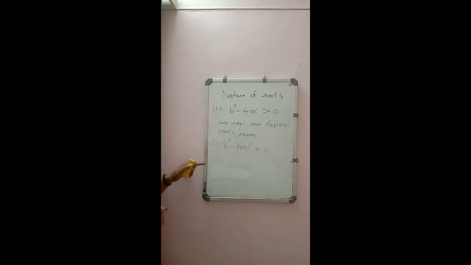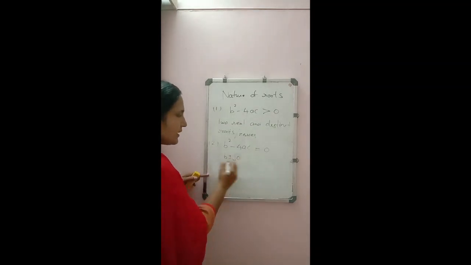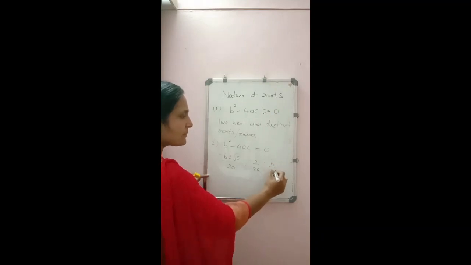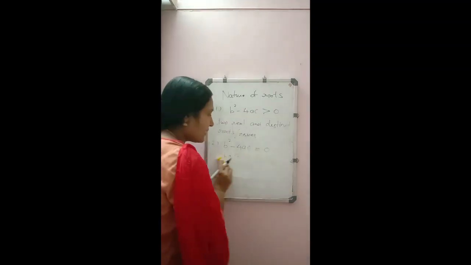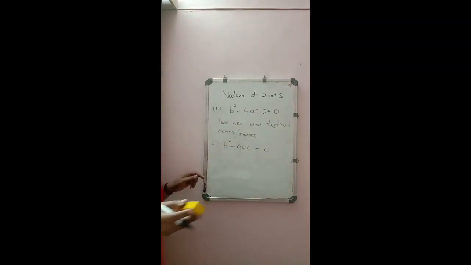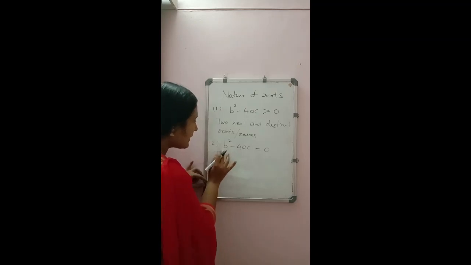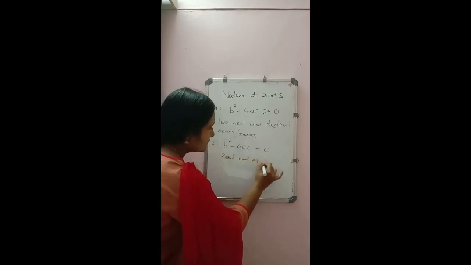If it comes equal to 0, then our expression reduces to minus b plus or minus square root of 0 by 2a. Then we will get the value minus b by 2a. So our two roots will be the same, minus b by 2a. This condition occurs only in the case of a perfect square. When our polynomial is a perfect square, then we will have b square minus 4ac equal to 0. So in this case also we are getting real roots, real and equal roots.